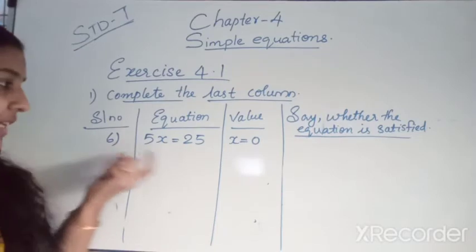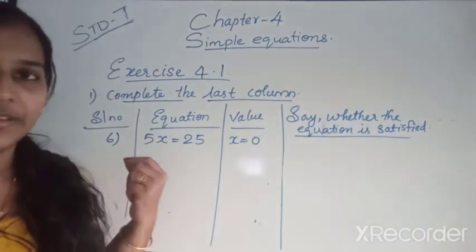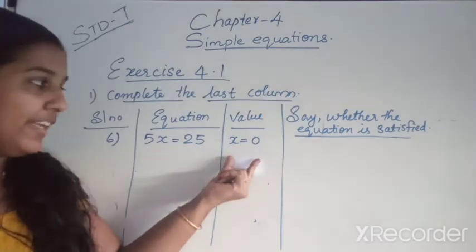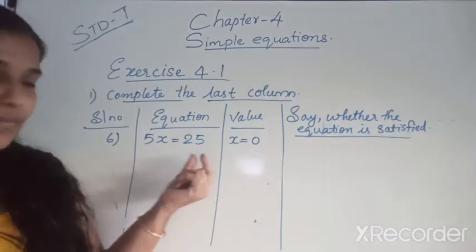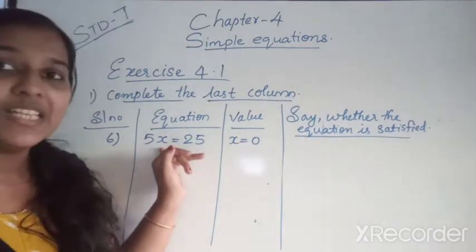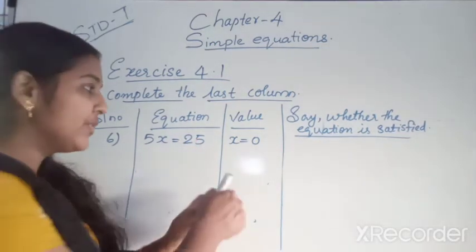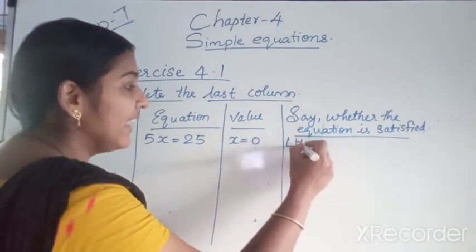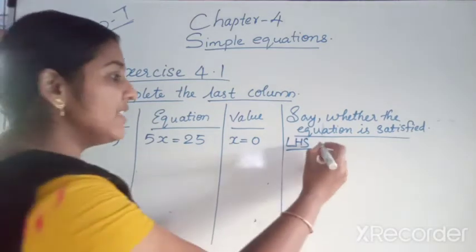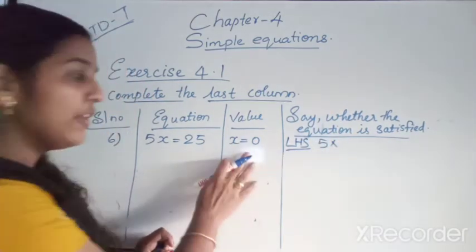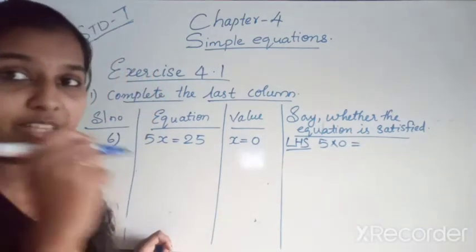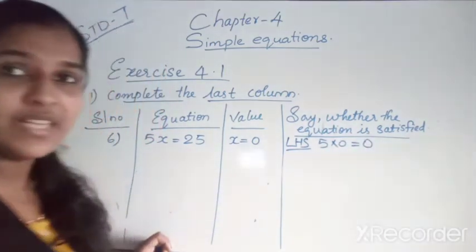Now the sixth one, 5x is equal to 25. So the equation is 5x is equal to 25 and the value of x is 0. So we have to put the value for x as 0. So let's do that. First write LHS, that is left hand side. It is 5 into x, that is 5 into value of x is 0. What is 5 into 0, children? It is 0, isn't it? 5 into 0 is 0.